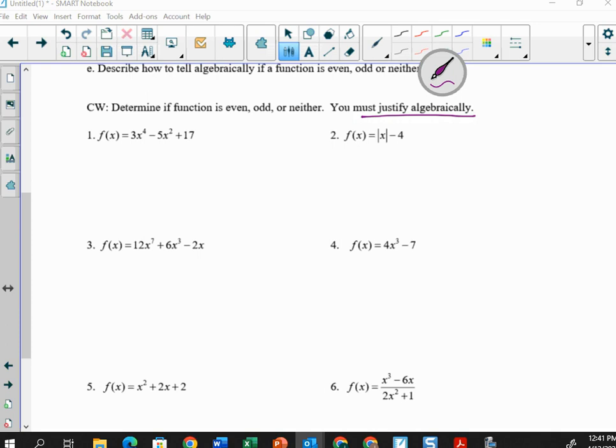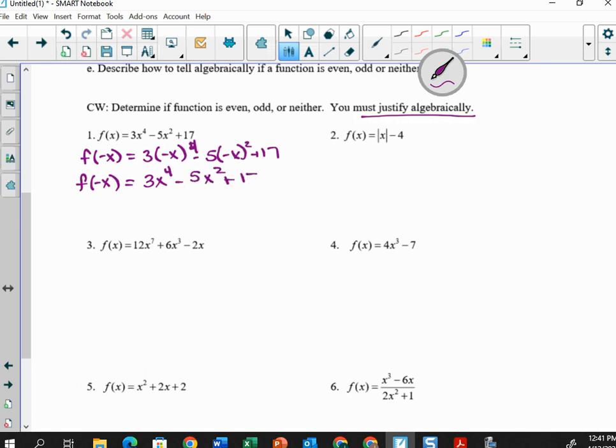All right, guys, let's go through them. What'd you get for number 1? Even. Do we all agree? Do you need me to show you the work? I know you don't want to write the work, but you need to see the work. A negative x to the 4th is positive. Negative x squared is positive. It is the exact same, so that is even.